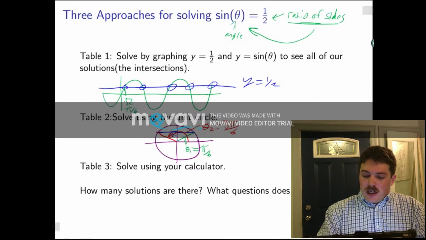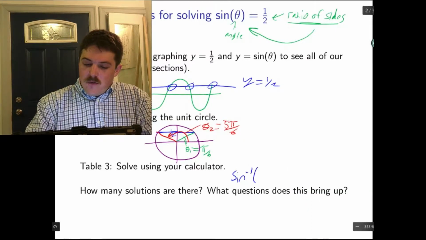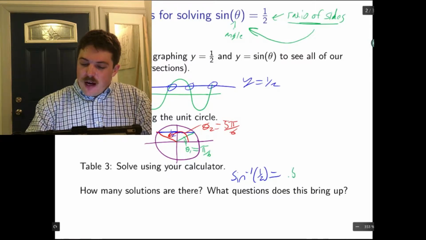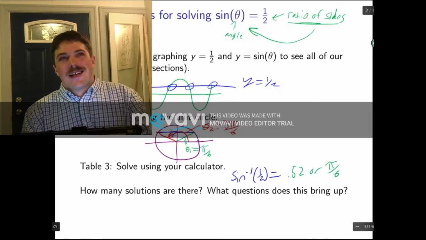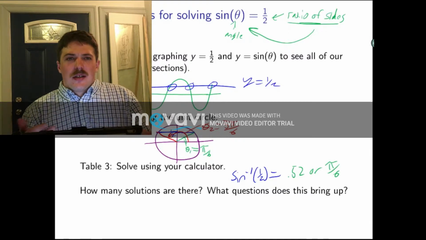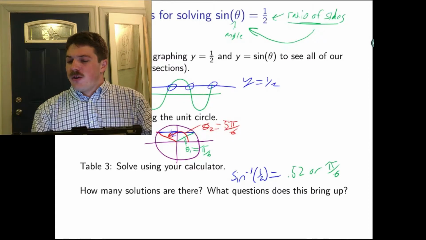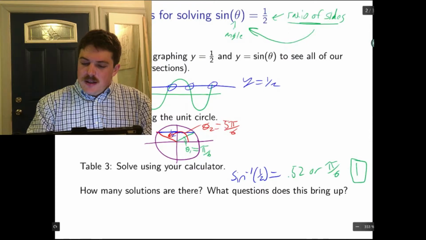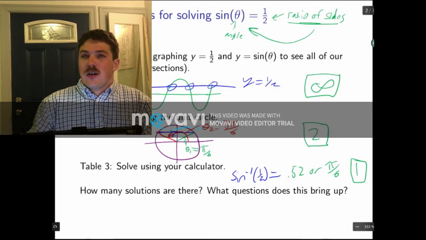And then if we solve using our calculator, we'll take the inverse sine of 1/2, and that's going to output 0.52 or pi/6. We'll get it as that decimal from our calculator. So this leads me to ask this question: how many solutions do we have? How many solutions did each of your groups get? So table 3 had 1 solution. Table 2 had 2 solutions. And table 1 had an infinite number of solutions because these are going to keep repeating forever.